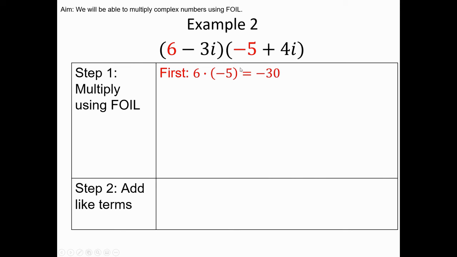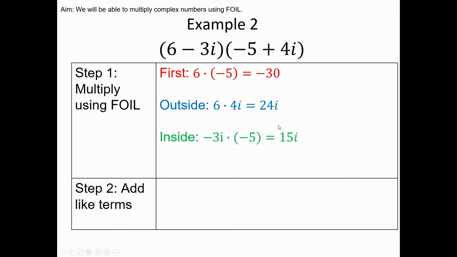Then we do outside. That was my bad. First, outside, inside, last. FOIL, not FIOL. So outside is 6 and 4i. 6 times 4 is 24, and nothing happens to the i. It's nice and staying as it is. Next is the inside: -3i and -5. Negative times a negative is a positive. 3 times 5 is 15, and the i stays the same.